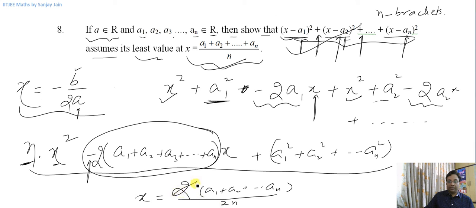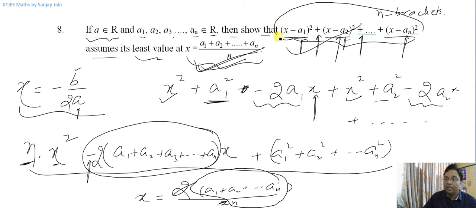Okay, now I can cancel this 2. Now I've got this expression a1 plus a2 plus a3 plus up to an divided by n, which is the required expression. So if I am given a quadratic polynomial like this, it will assume its least value at x equal to a1 plus a2 plus up to an divided by n. And we have studied about this in our lectures on minimum and maximum value of polynomial expressions, right?